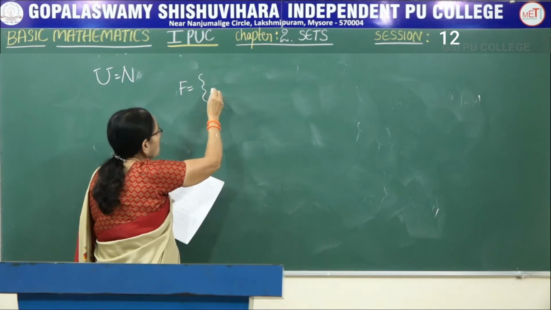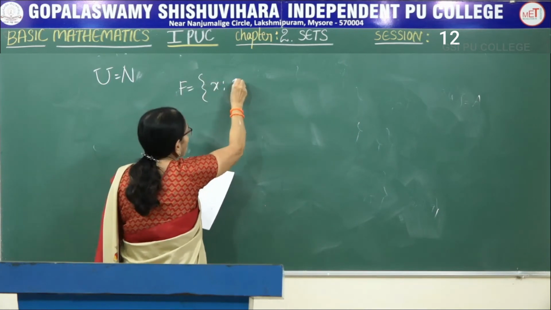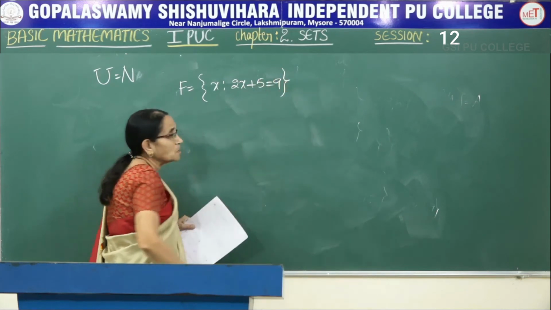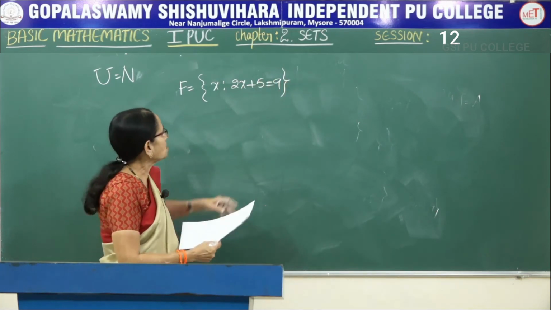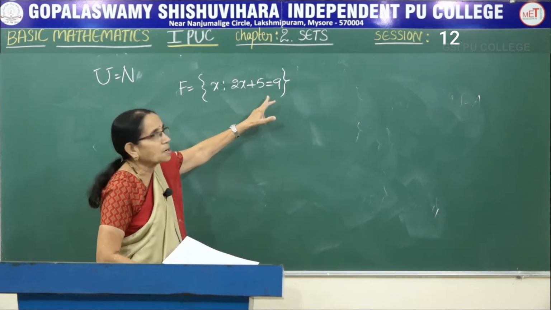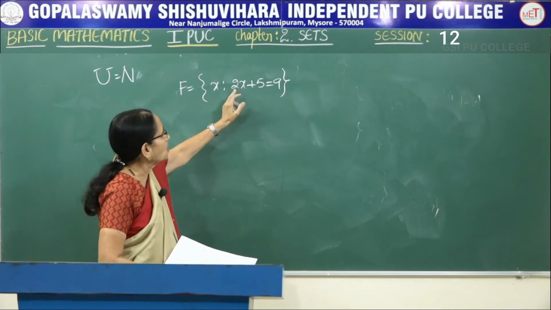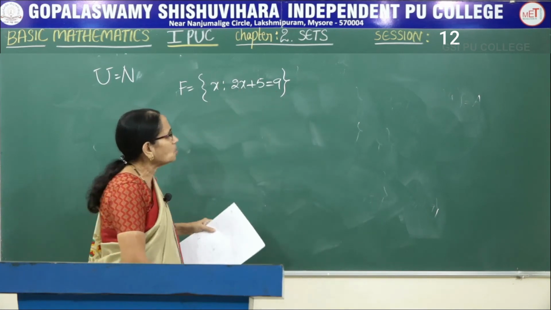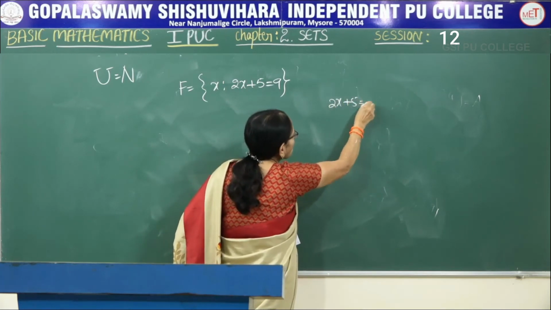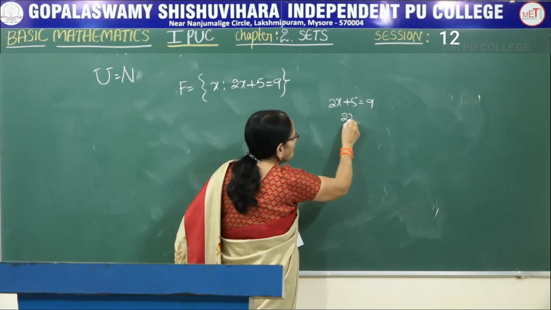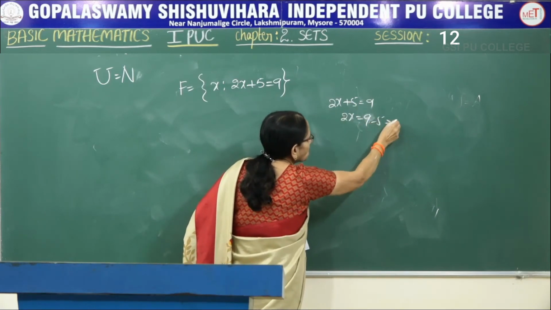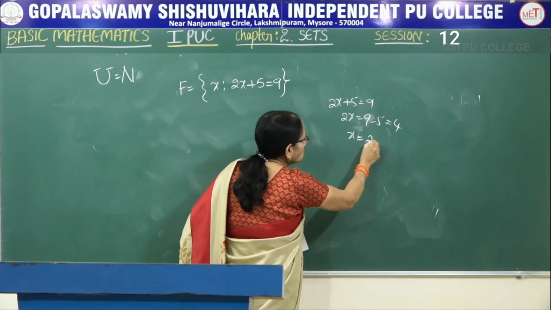Here, F contains all x such that 2x plus 5 equals 9. An equation is given. You have to consider all those values of x which satisfy the particular equation. Giving x some value, the sum should be equal to 9. So let us solve the equation. You can do that in the working column. 2x plus 5 equals 9, that is 2x equals 9 minus 5, that is 4. Therefore, x is equal to 2.